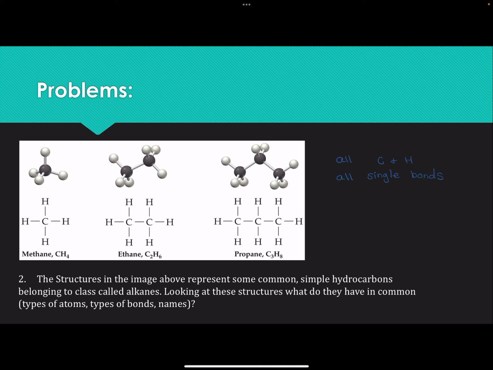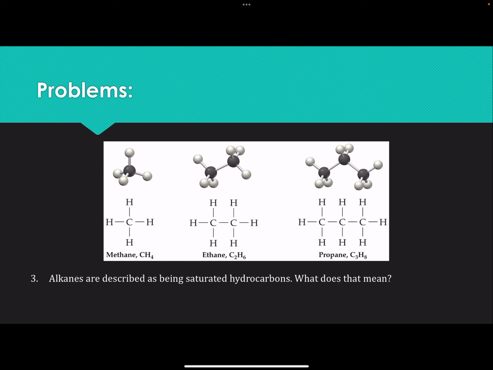If we look at their names, we've got methane, ethane, propane. They all end in that -ane ending, so these are all our alkanes. Alkanes, A-N-E, they all have single bonds between our carbons. Now, alkanes are described as being saturated hydrocarbons.